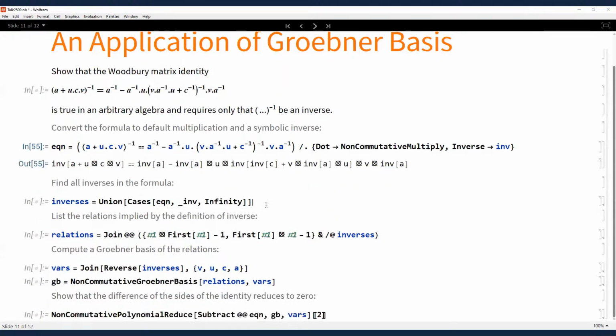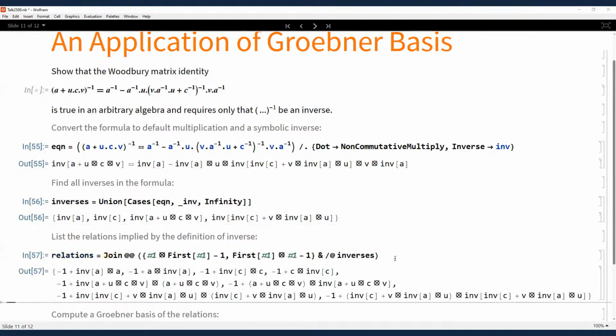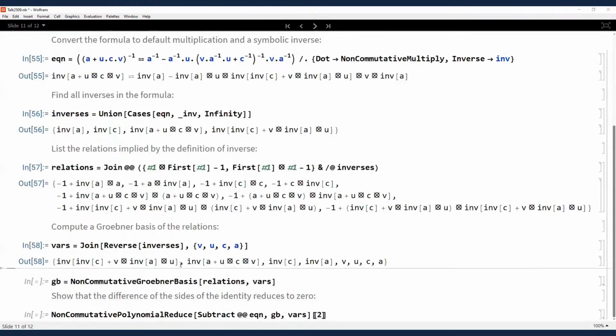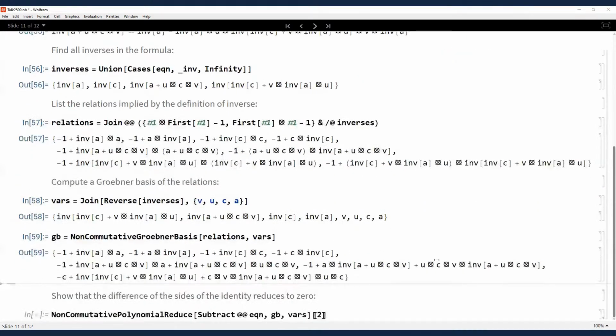Now find all the inverses that are present in this formula. Now add relations that need to be satisfied by all inverses. As you can see, it has to be a left inverse and a right inverse. These are two separate relations that we need to add. Now we compute a Grobner basis of the relations with the inv variables made larger than the other variables. So we can eliminate them. And we compute the Grobner basis.